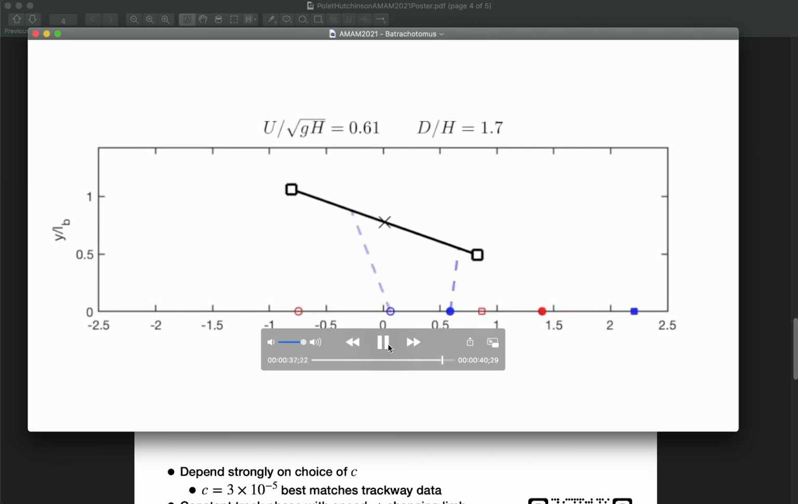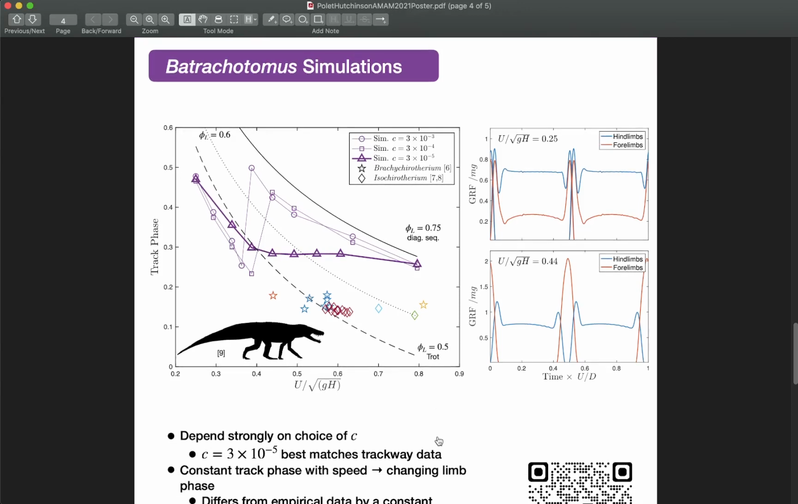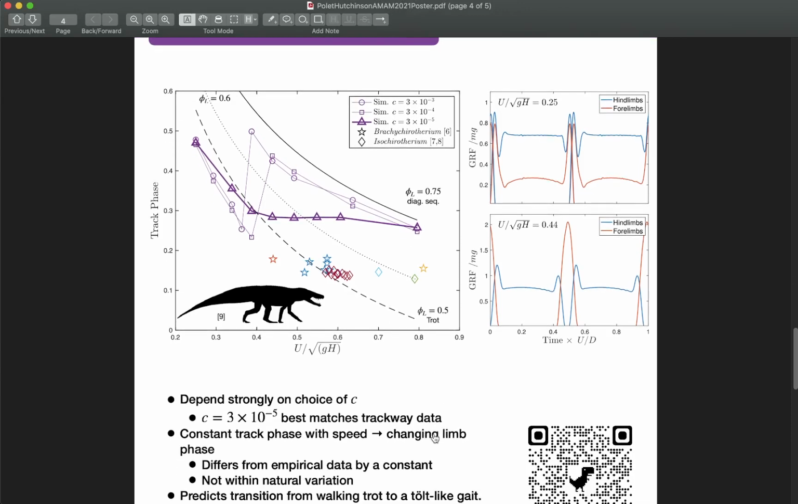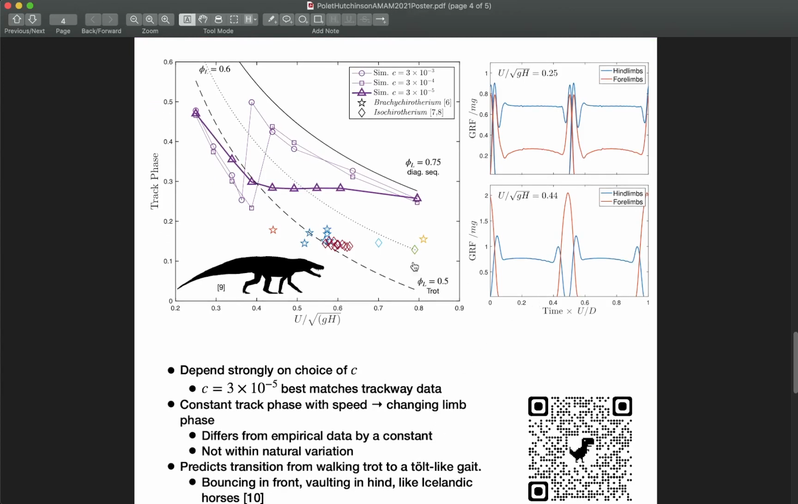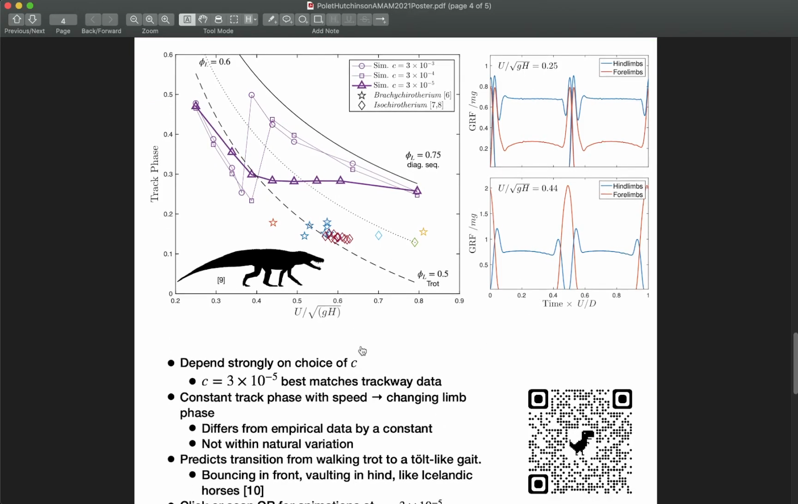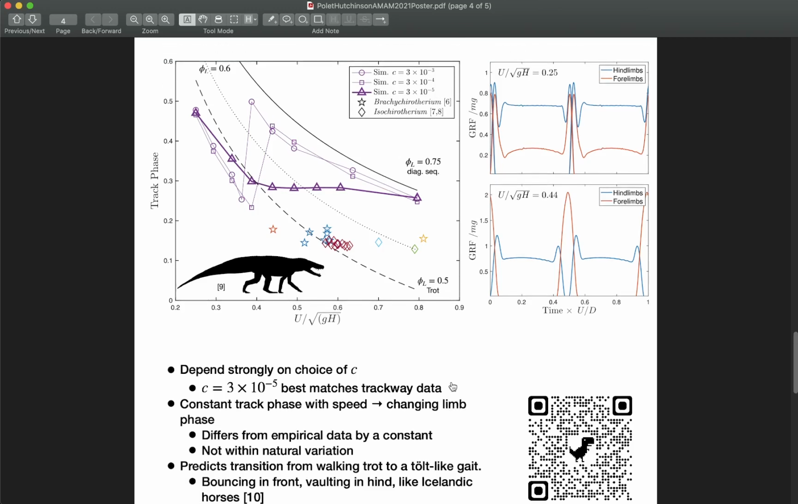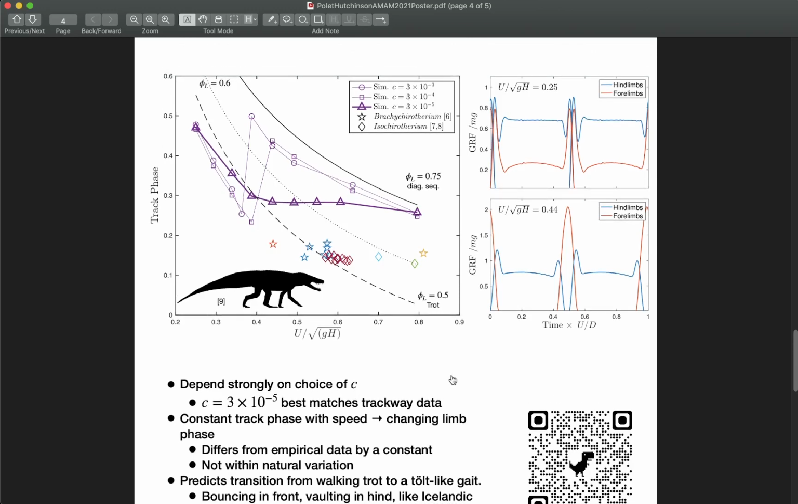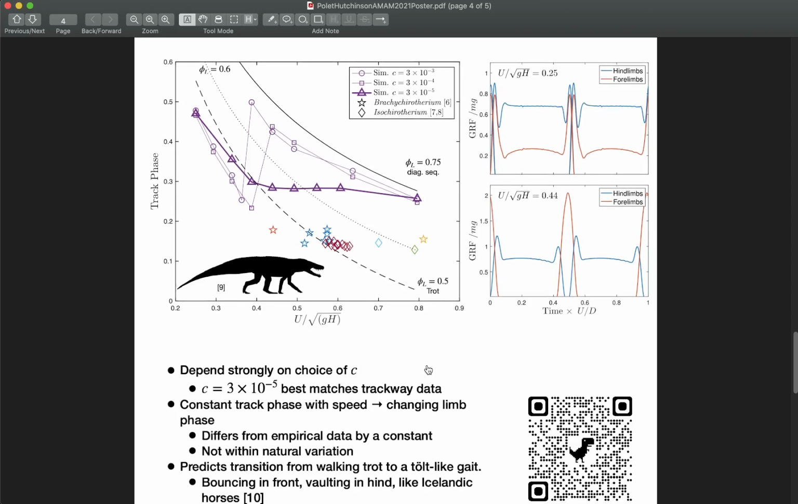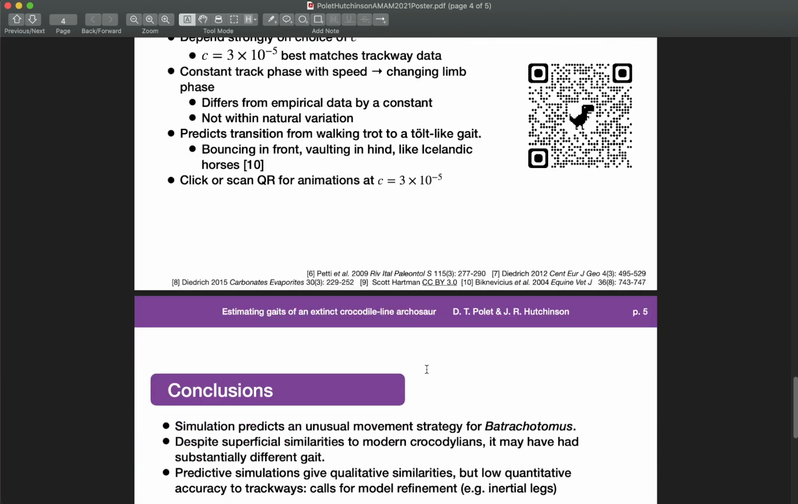And this is a behavior that we see in almost no modern animals. The one exception would be the Icelandic horse, which does use a tolt pattern. And so it's a very unusual gait even for mammals, and it's unheard of in modern day archosaurs. So the predictive simulation predicts something quite unusual, but it's an example of how predictive simulation can surprise us, and that we can't always assume that modern extant relatives give a very close idea of how extinct animals would have moved, particularly when their morphology is so different from modern animals.